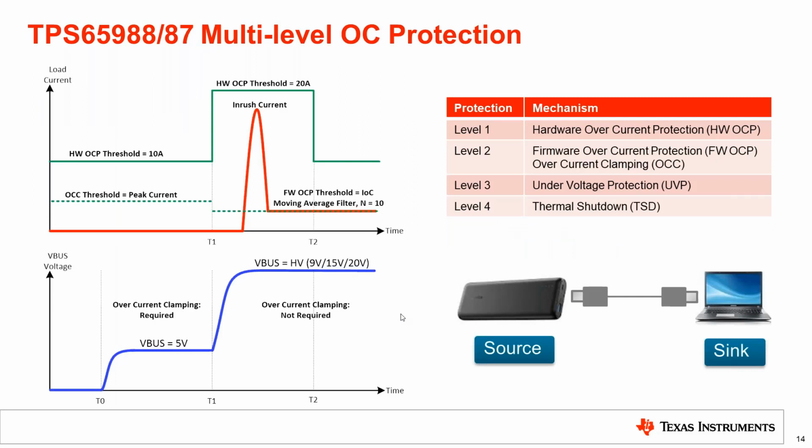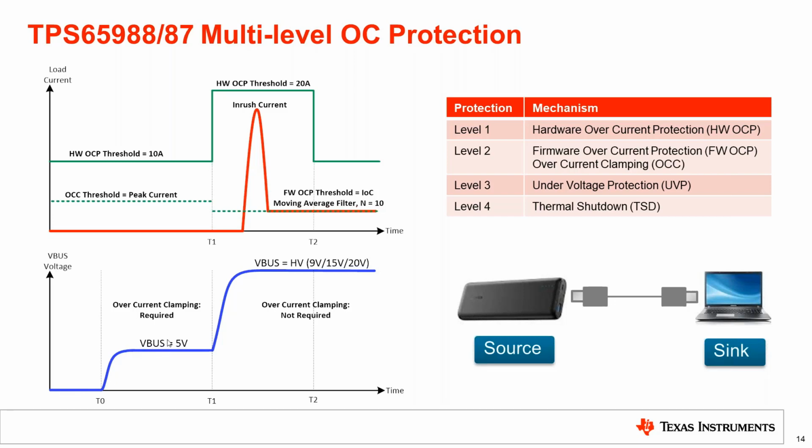Here's a more in-depth look at how the TPS65988 and 65987 implement the overcurrent protection. So initially, when VBus is first disconnected, Type-C is a cold connector. So if there's no connection, 0 volts is there. After a connection is made, VBus first goes to 5 volts.